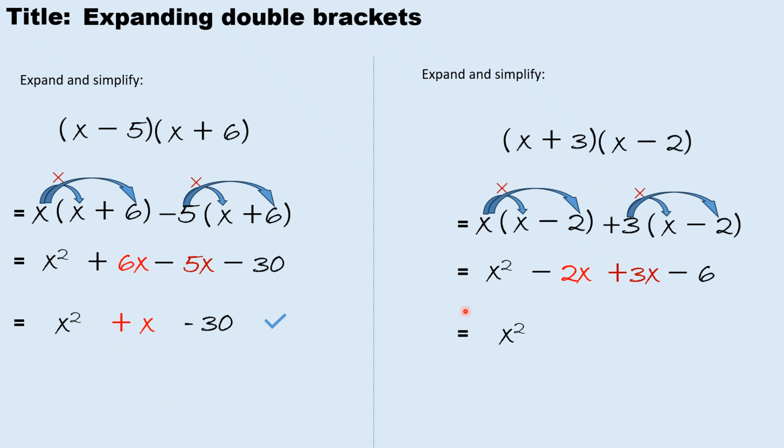So here we have x squared, and then we have these like terms. And remember, when you're adding a negative, it is the same as subtracting. So remember, this 2 negative will cancel 2 of the positive, allowing us to have a positive x remaining. And then remember your minus 6. Now this cannot be simplified any further because these are unlike terms.